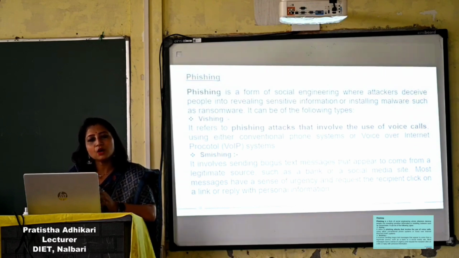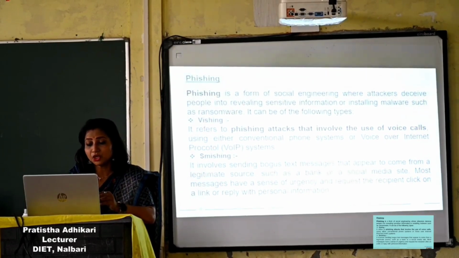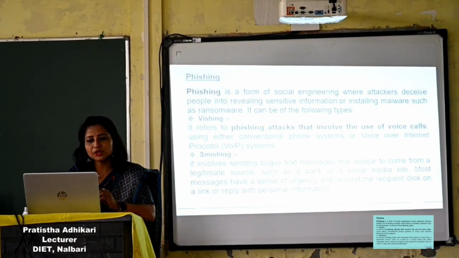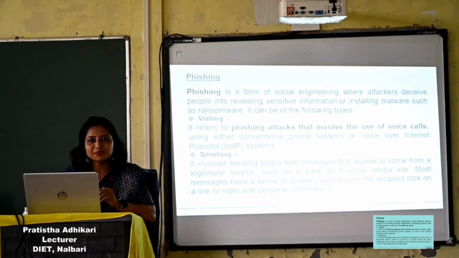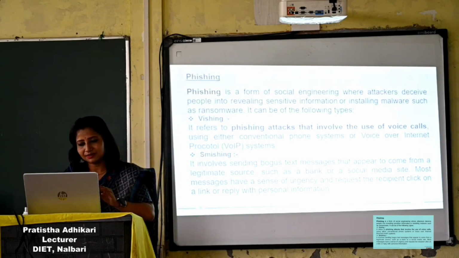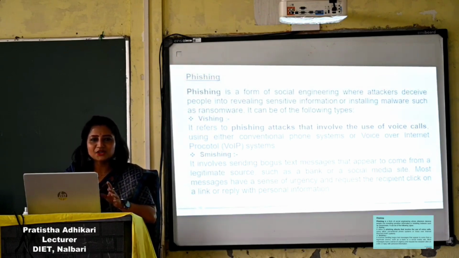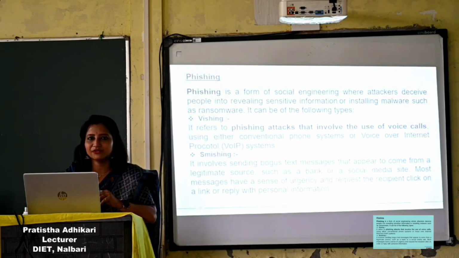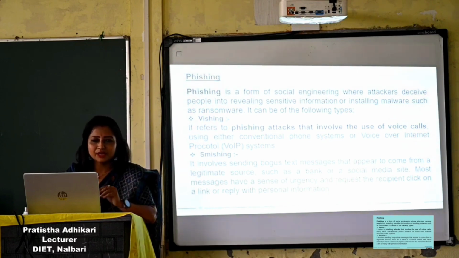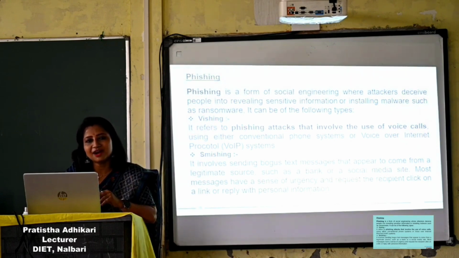So phishing can basically be of two types. One is vishing, which is phishing involving voice calls, using either conventional phone systems or voice over internet protocol systems. So if you get a call stating that you have won this much prize money, or your car has won a lottery, or your mobile number has won a lottery amounting to this much, we should never fall for such emails or phone calls, because they generally trick us into revealing our personal information. If we fall for such tricks, we may end up losing our hard-earned money.